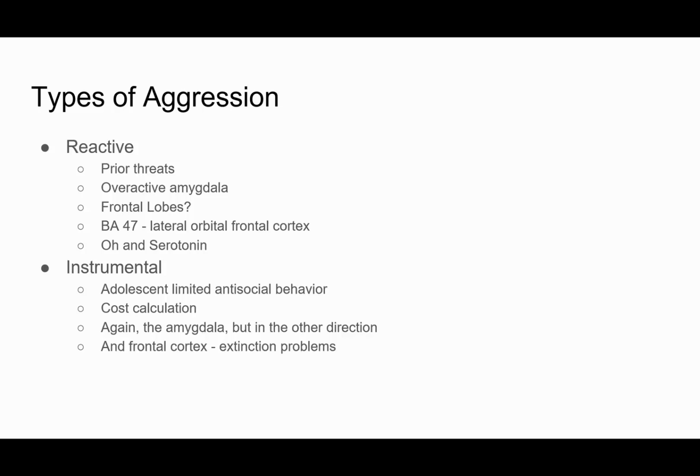We should probably think about types of aggression. And we've talked about types of aggression in a lot of ways, right? I mean, Alexis, that's been a thing we've done. We've said there's this kind and that kind. But particularly relating to kids and adolescents, we want to think about two kinds. We want to think about what's called reactive and what's called instrumental, right?